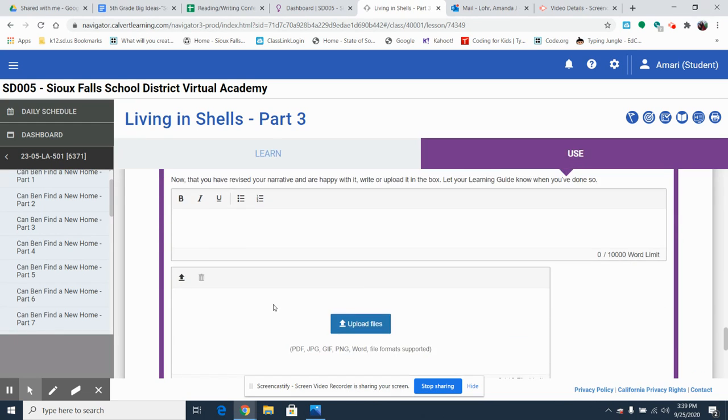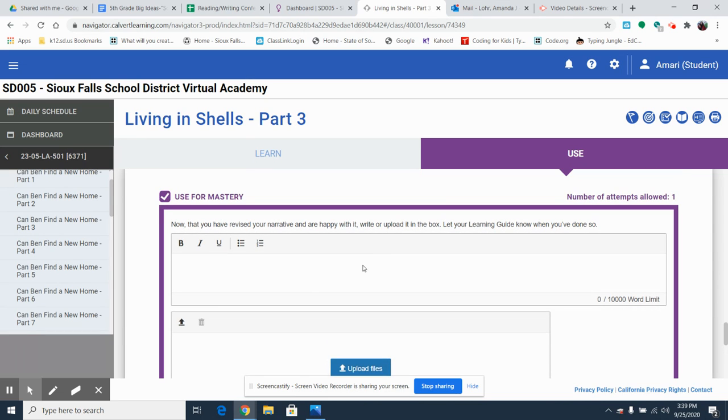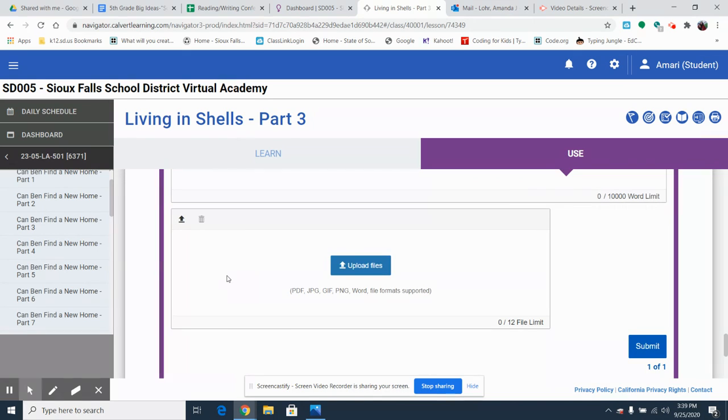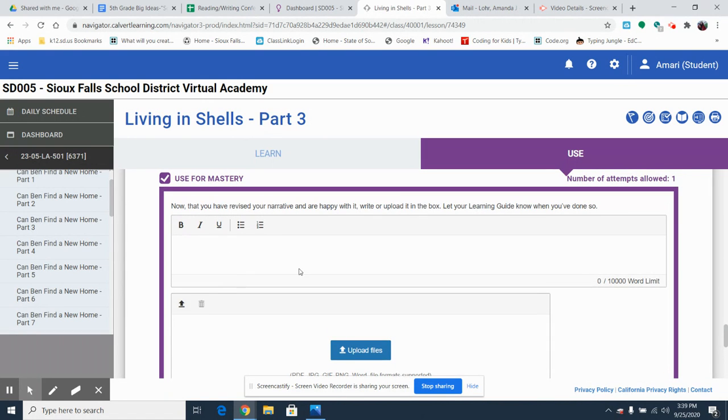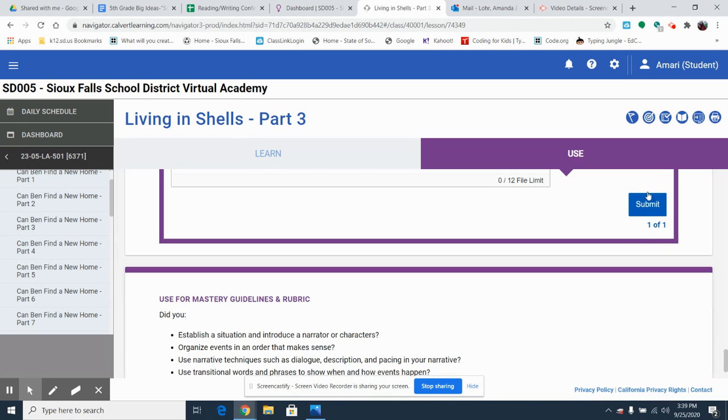You need to attach it. It says, now that you've revised your narrative and you're happy with it, you can write it in the box. This is where you can attach your first story. And then if you're done with your second story, you can also attach it here, because then I can grade them both. Click submit.